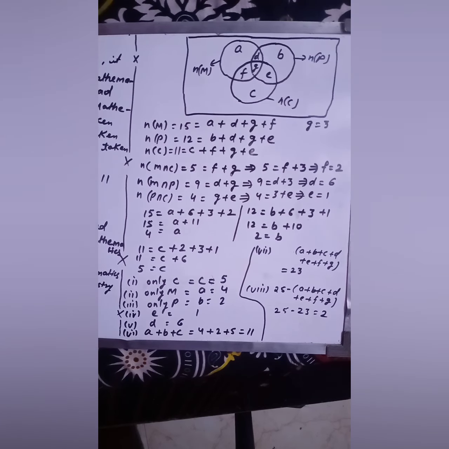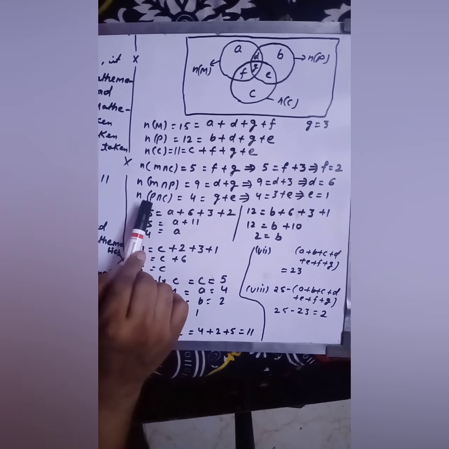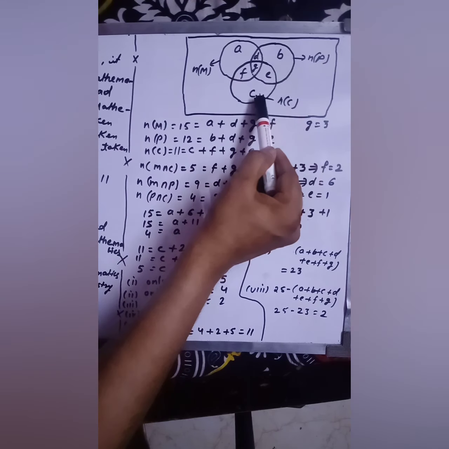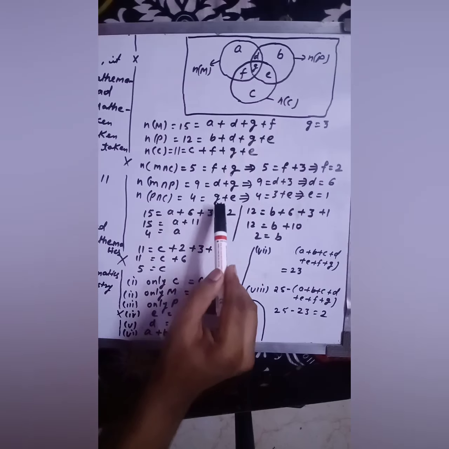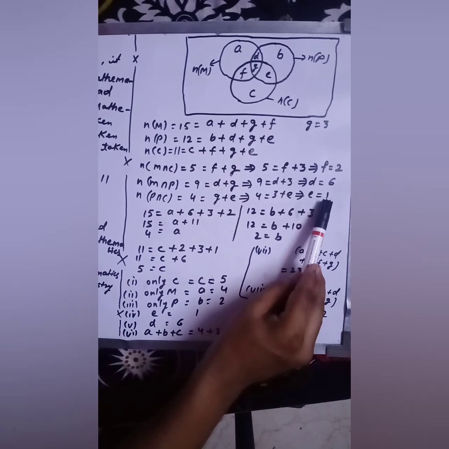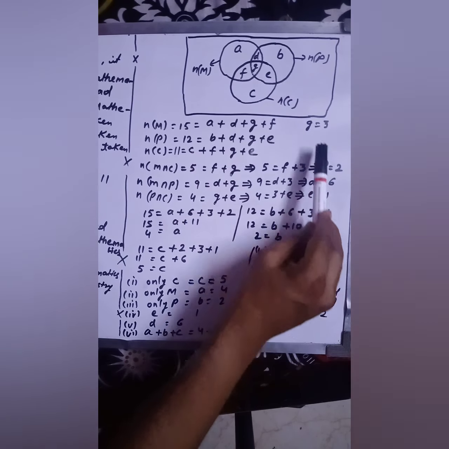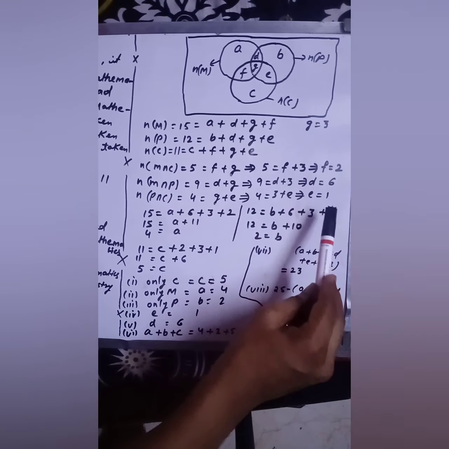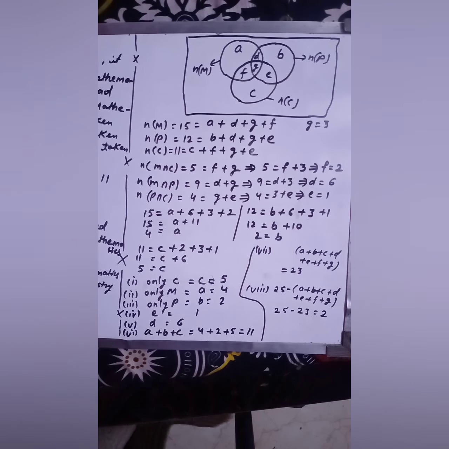Okay. Now, the number of students who had taken physics and chemistry, that is equal to 4. This is given to us. So physics and chemistry, physics this and chemistry this. So G plus E. The value of G is given as 3. So your E will be 1. From here you can see. Okay. Now we have the values of G, F, D, and E.